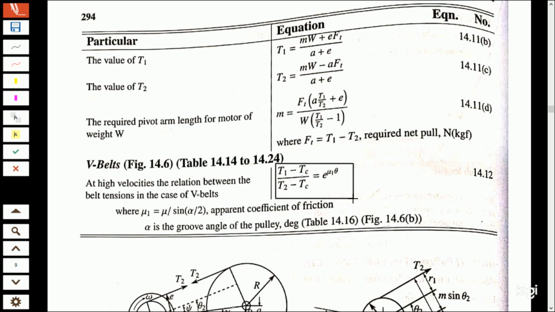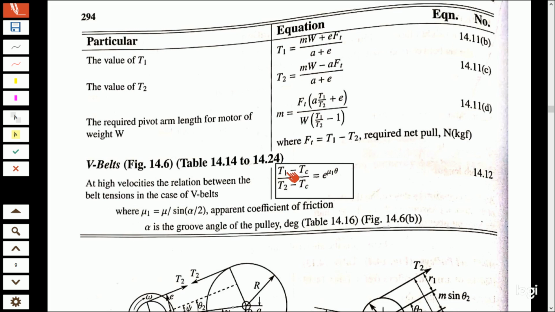14.12: (T1 minus Tc) divided by (T2 minus Tc) is equal to e to the power of mu1 theta. That is very important. It is not mu theta, it is mu1 theta. You have to modify the mu value using this equation. It is nothing but mu divided by sine alpha by 2. In this question they have not specified the alpha value. So you have to go to table number 14.16 and assume an alpha value of 38 or 36, whatever is given there, come back here, substitute it, find the value of mu1, and thereby calculate e to the power of mu1 theta.